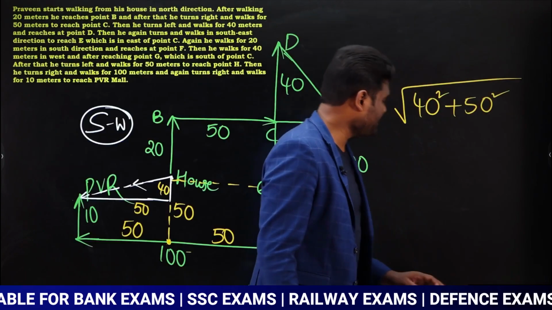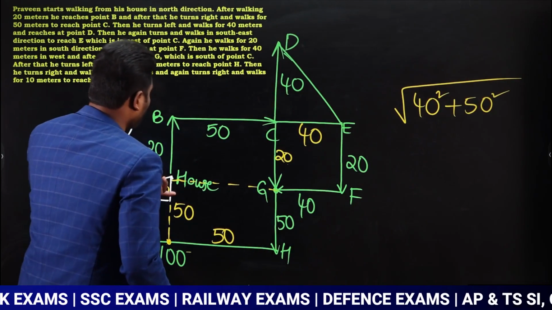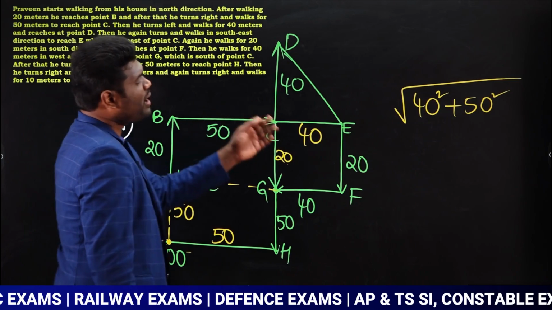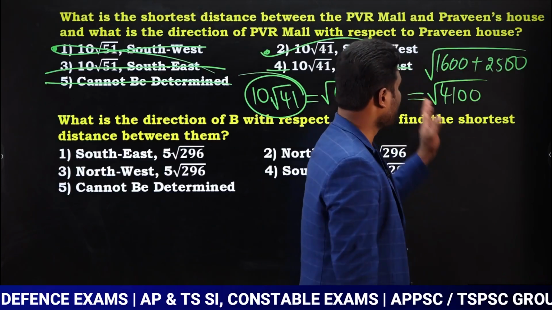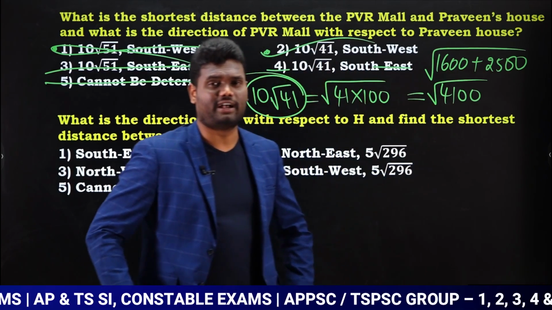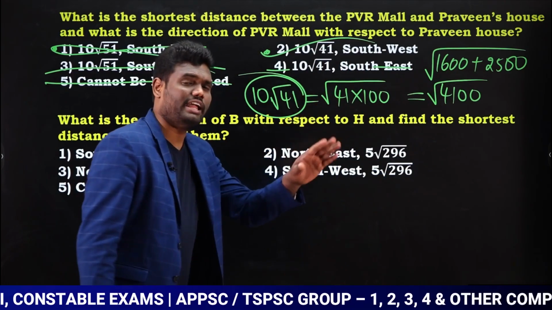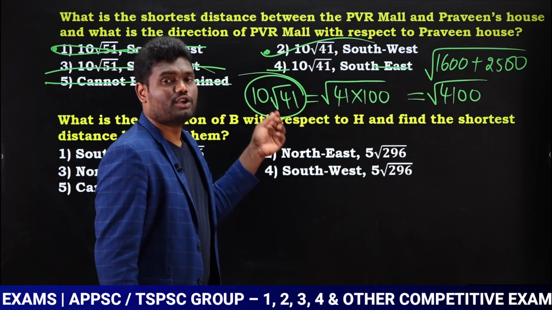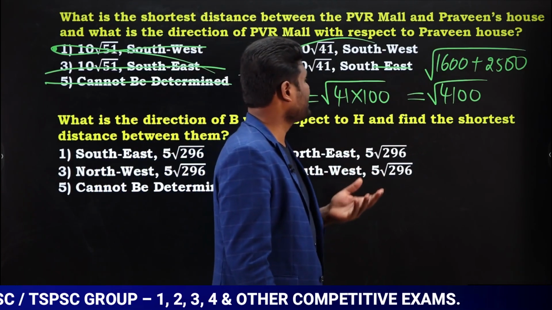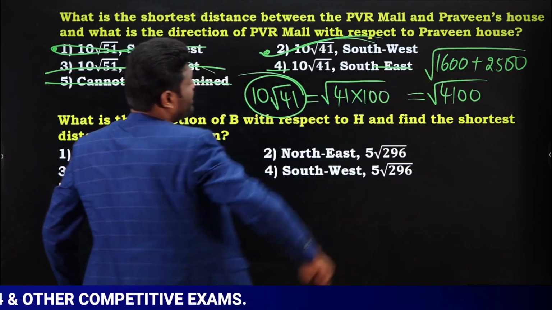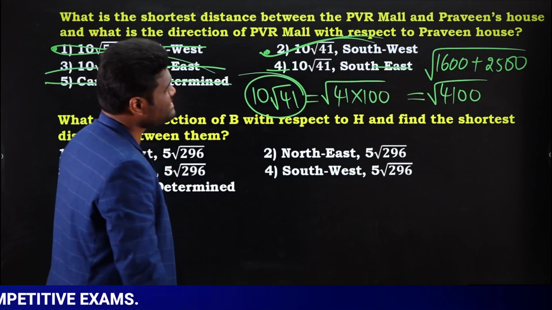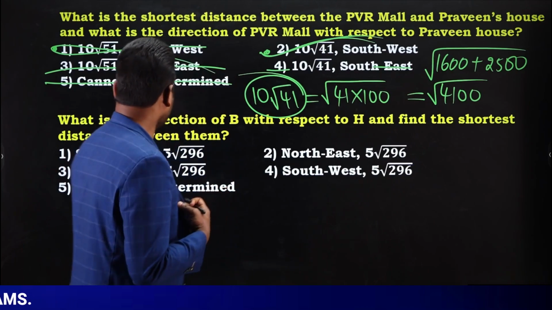Is that clear? Why? If you observe here, one side is 40, another side is 50. So 40 square plus 50 square. 40 square is 1600. 50 square is 2500. When you add both of them, it is 4100. 4100 is nothing but 41 into 100. Square root of 100 is 10. So the answer is nothing but 10 root 41. Direction is what? Southeast direction. So 10 root 41 southwest direction. Is that clear? Let us look at the next one.